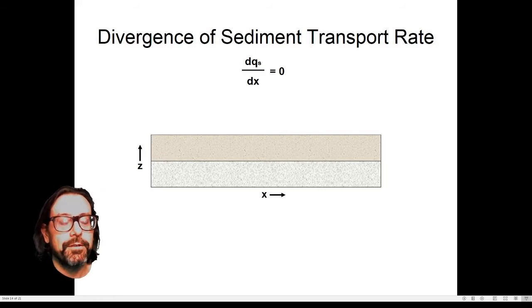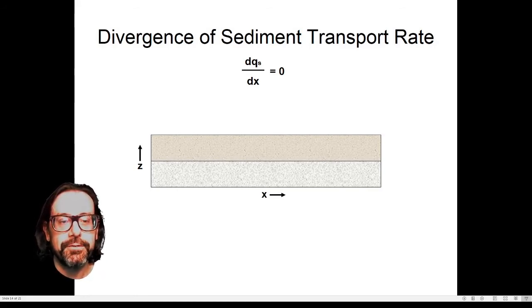This concept of the divergence of sediment transport rate across landscapes, or sediment flux divergence, is really important in terms of trying to understand geomorphology. The change in sediment flux across landscapes tells us whether that landscape will change, whether that landscape will erode, or whether that landscape will deposit material.